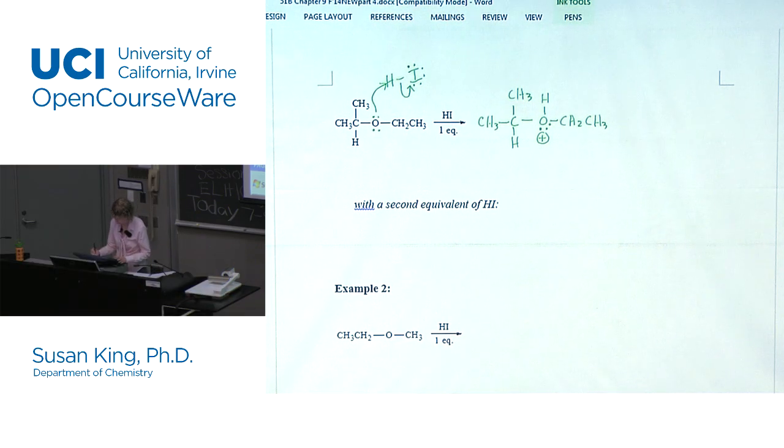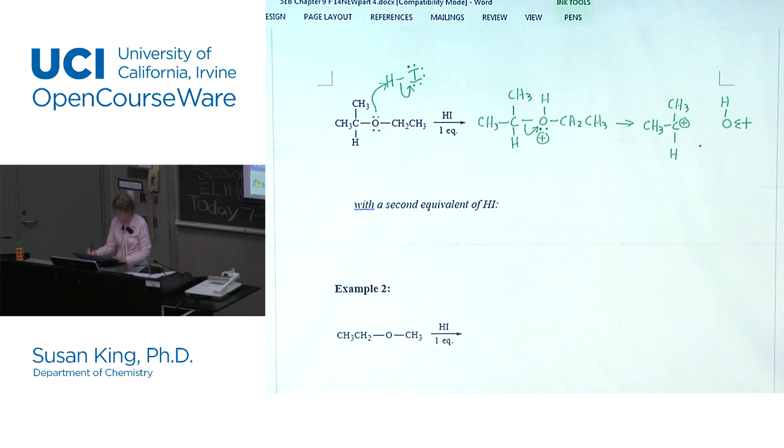So then what's going to happen is this group is going to leave. Boom, just like that. That leaves us with an isopropyl carbocation, secondary carbocation. We always have to be alerted when we make a carbocation for rearrangements. Can that rearrange to anything? No. So we don't have to worry about it in this case. We get that plus the other side is ethanol. So I'll just draw that.